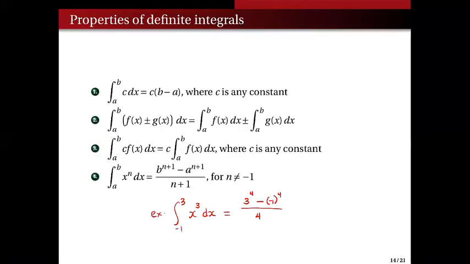Other questions? Yeah, I'm just wondering what the difference is between what you just explained for the x squared example and the other formula.